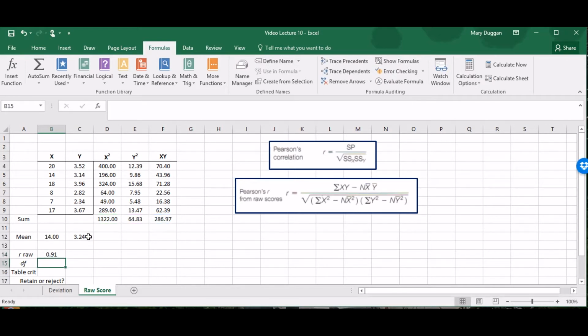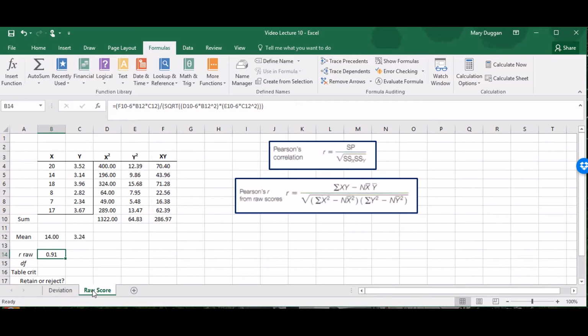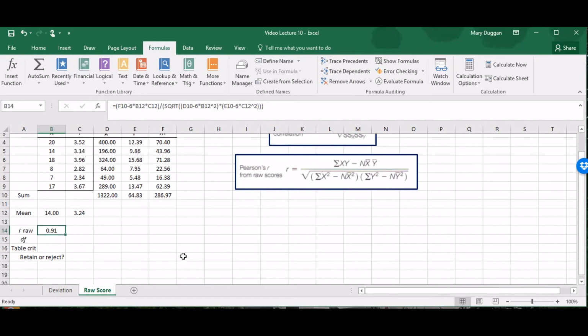Oh, my goodness. Yes. And as you can see, our 0.91 is exactly equal to the 0.91 we found with the deviation method. And so there we are. We have the same correlation whether we use the raw score method, which we've just done, or the deviation method.